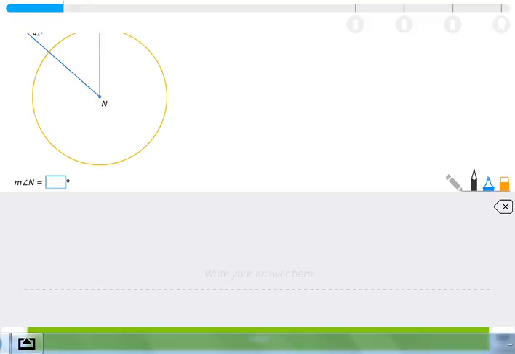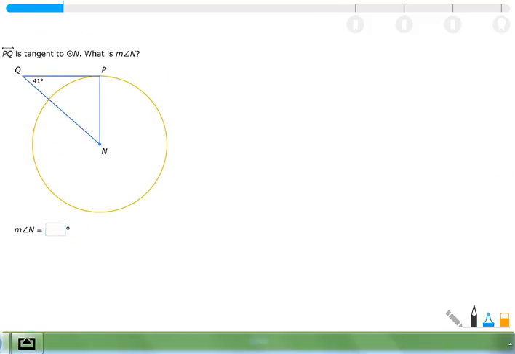All right. So let's get out of here. We got, again, a tangent. So here's the center. Here's a right angle. And this time it wants us to find the measure of angle n.